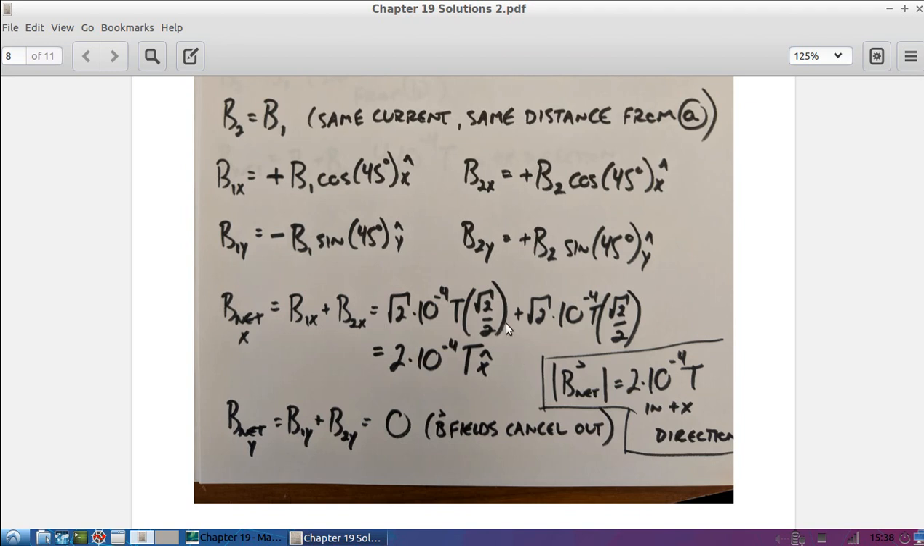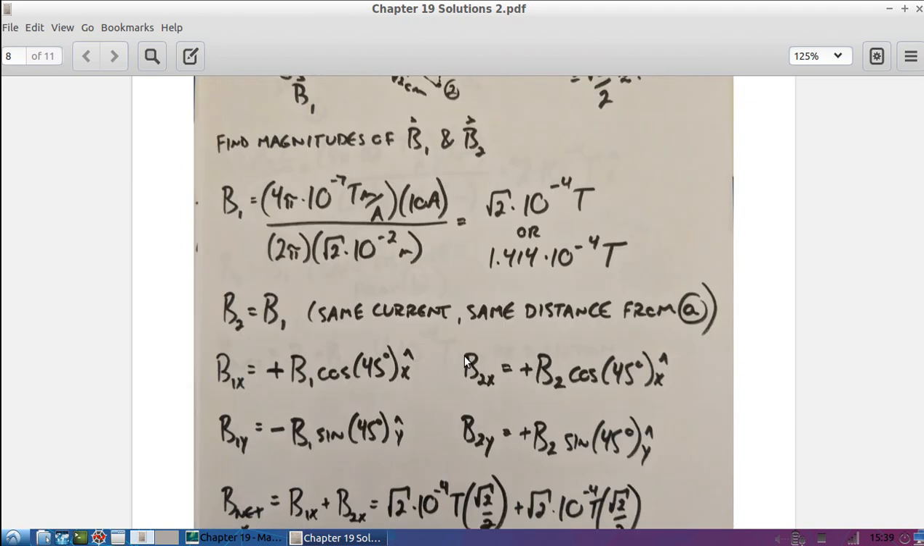So this is B1 in the x direction, B1 times the cosine of 45. This is B2 in the x direction. I'm adding them, they're both in the positive x direction. So this is B2 times the cosine of 45. When I add them together, I get 2 times 10 to the negative 4 Tesla in the x direction, because their individual x components are 1 times 10 to the negative 4 Tesla. When I add them up, I just get 2 times 10 to the negative 4 Tesla in the x direction.